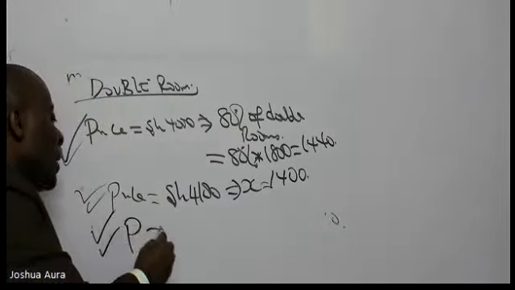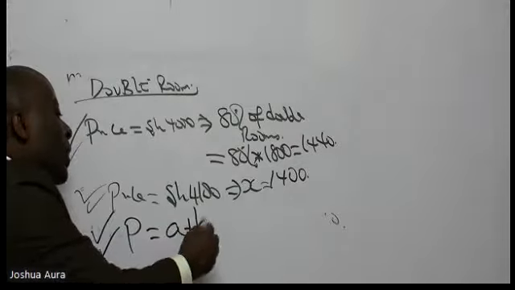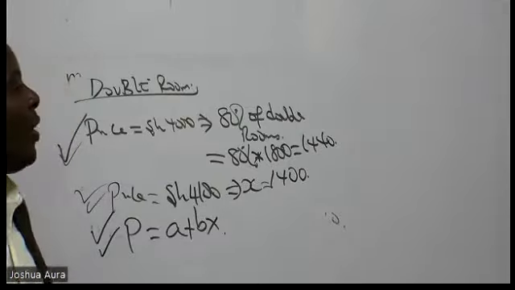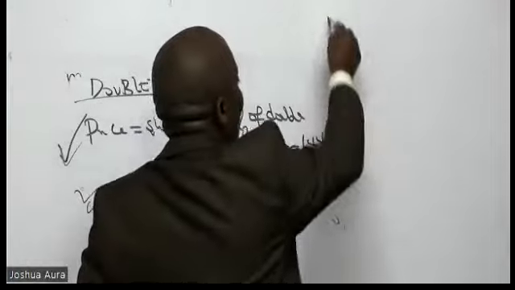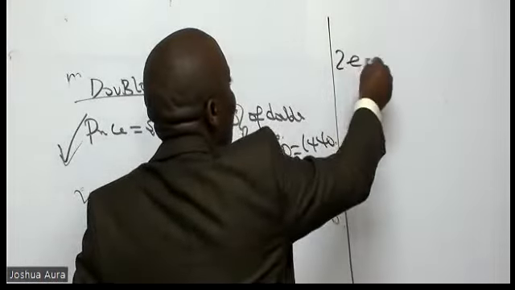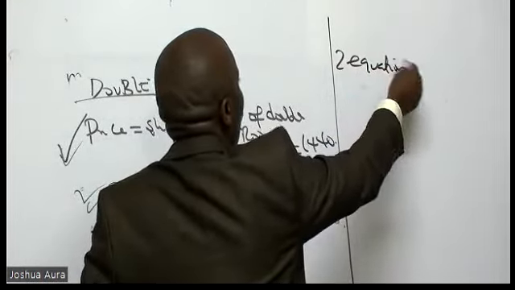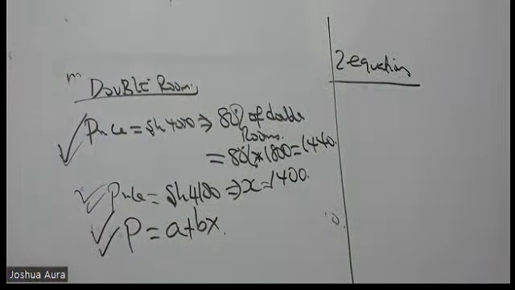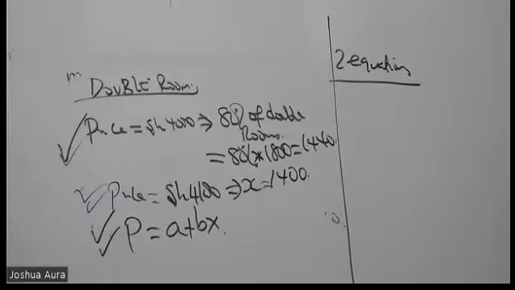the general price equation, is A plus what here, somebody? BX. This is the general form of a straight line equation. Now, once I have the general form of a straight line equation, I will very comfortably form 2 equations. Please form the 2 equations using this general form.